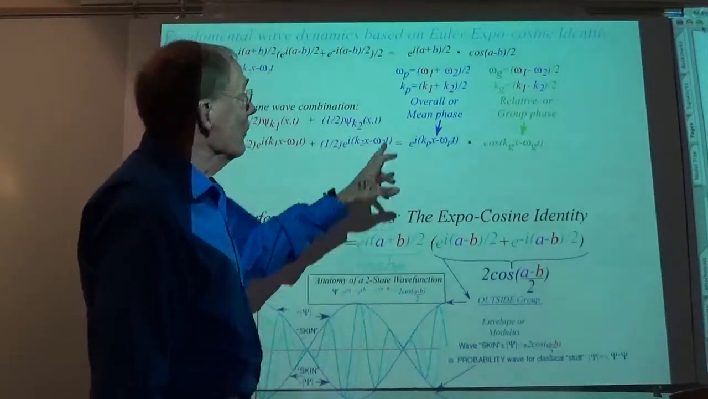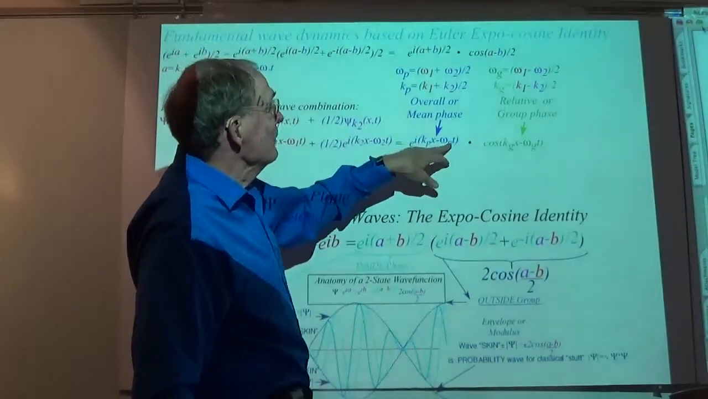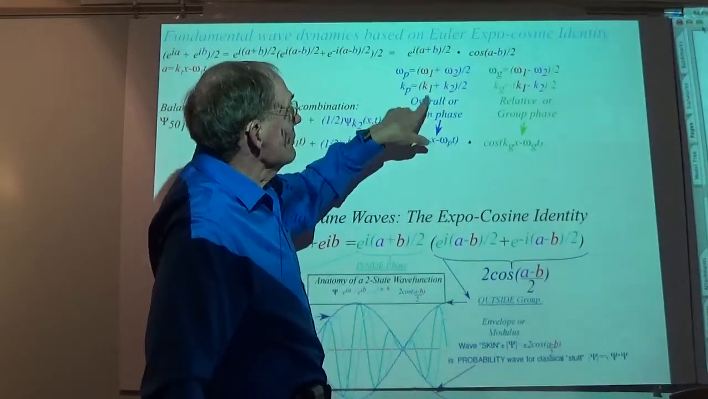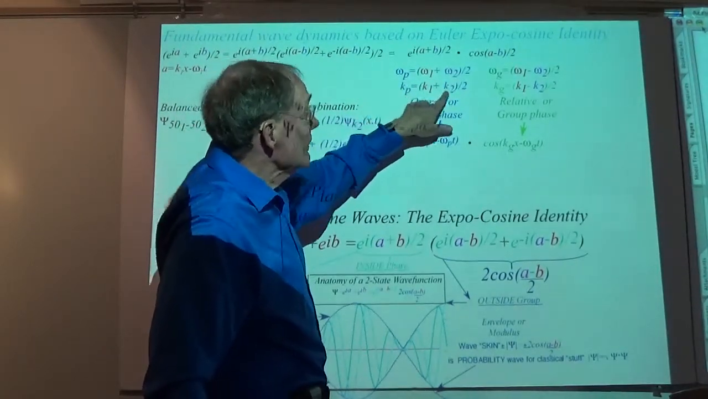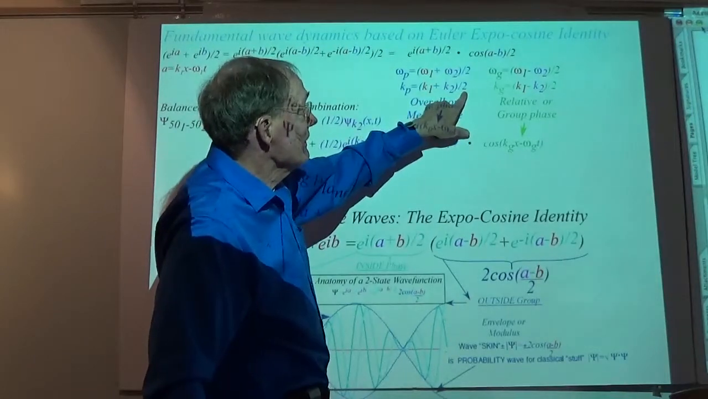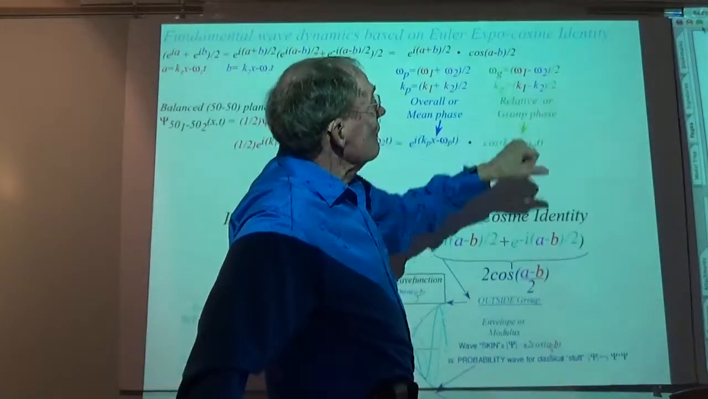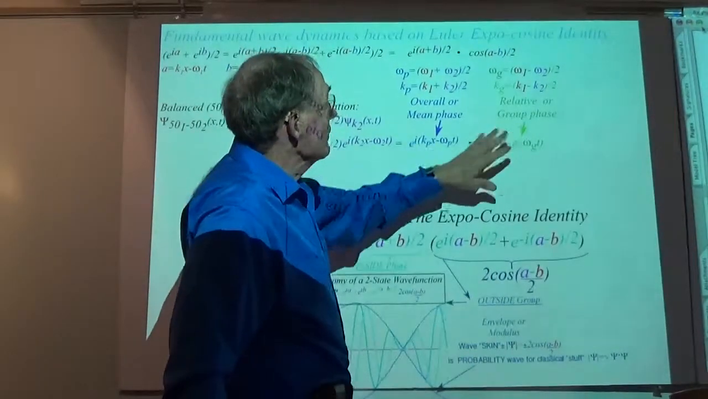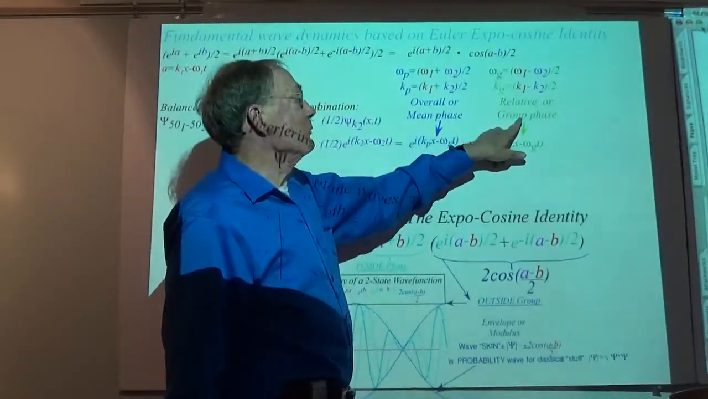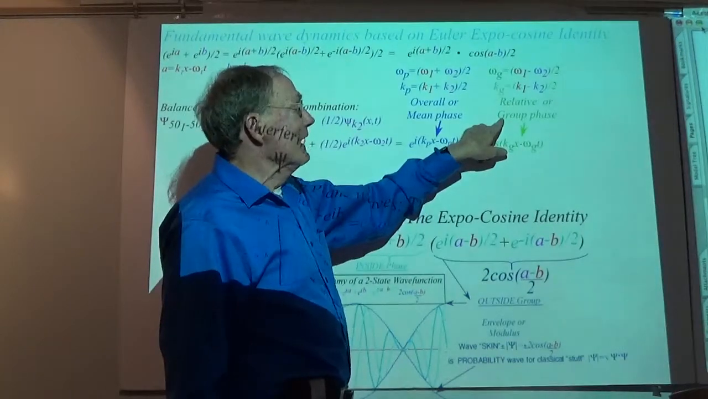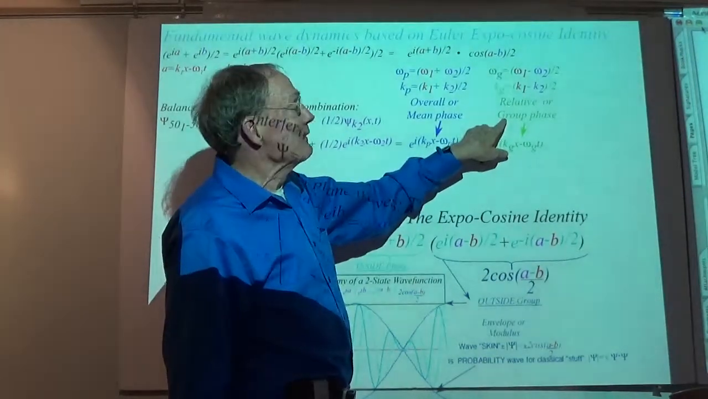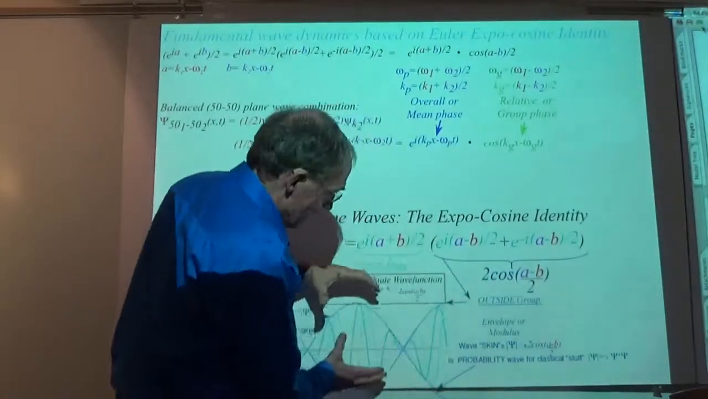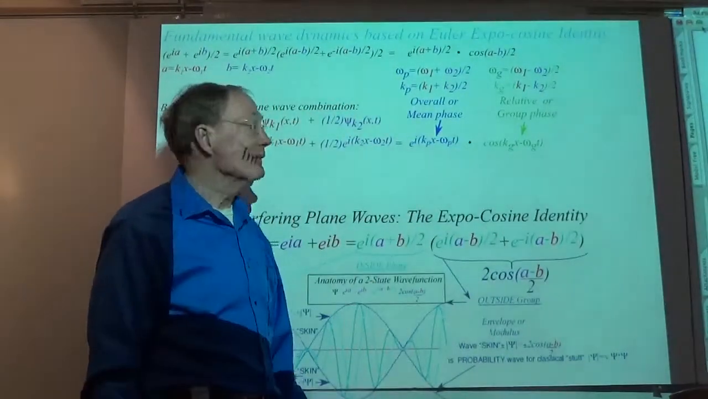So we're looking at the overall or mean phase here, where omega p is half sum of the two frequencies and kp is half sum of the k vectors. Then these are the differences of frequency and k vector, which we call the group phase. Meaning no connection between group and group theory, at least not directly. Group means a lump, an envelope. Okay?